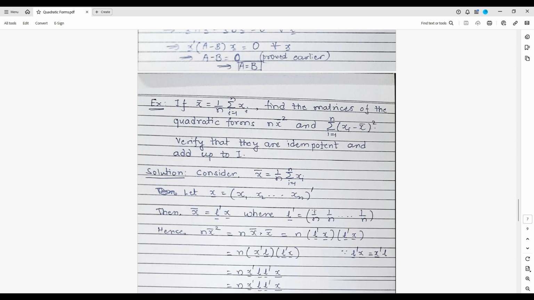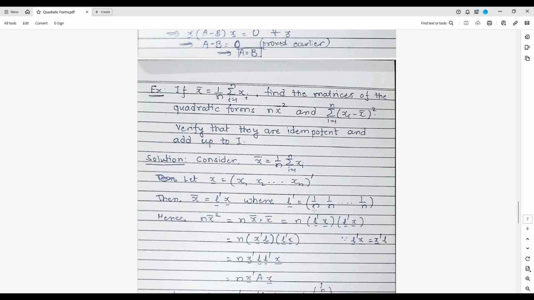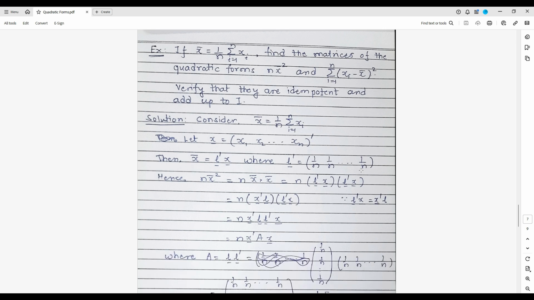Now let us see if we can write some quantities that we usually come across in statistics, some sums of squares, some simple things, as a quadratic form. So we start with the sample mean, which is usually denoted by x bar, which is 1 by n summation xi, if x1 to xn represents the data. Then the question is, find the matrices of the quadratic forms n x bar square and the sample variance, that is summation xi minus x bar whole square. So how do we go about this?